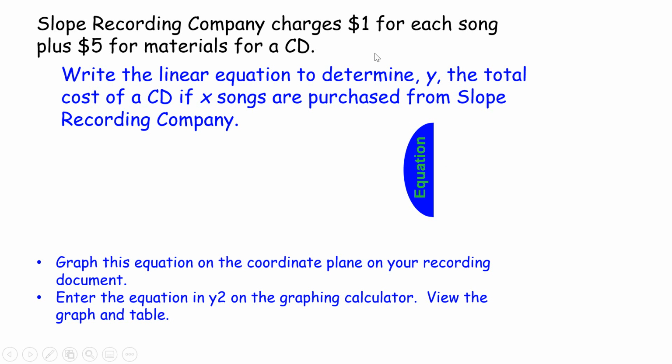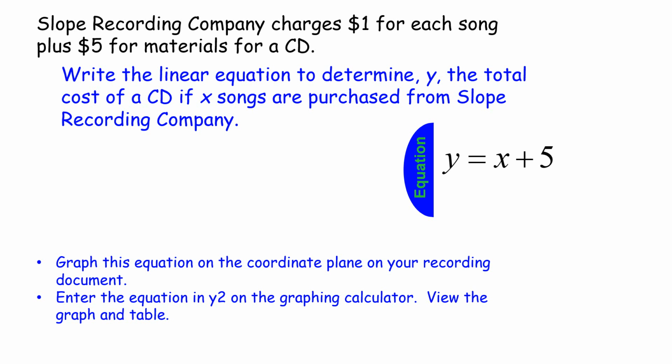Alright, so Slope Recording Company charges $1 for each song, plus $5 for materials for a CD. It wants you to write the linear equation to determine y, the total cost of a CD, if x songs are purchased from Slope Recording Company. Alright, so you should have had your equation written. Your equation is x plus 5. Right, because it's only $1 per song, so there's only one x.